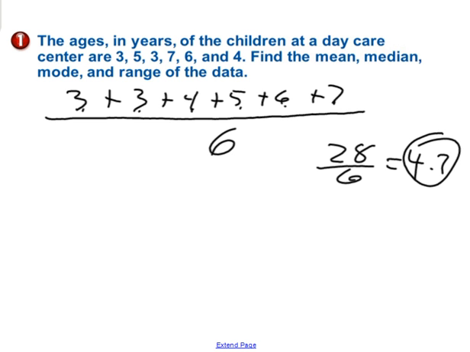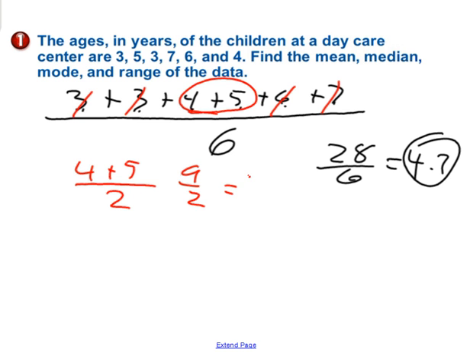All right, the next thing is I want to look at the middle term. Which one is the middle term? When the numbers are in order from left to right, I'm going to cancel off 2 off the bottom side, then 2 off the top side. And then I've got 4 and 5 as the middle terms, so I'm going to average 4 and 5. 4 plus 5 divided by 2, that'd be 9 divided by 2, which is 4.5. So the median here is 4.5.